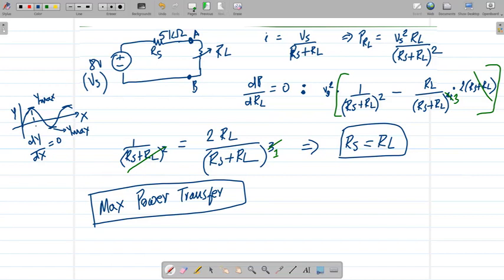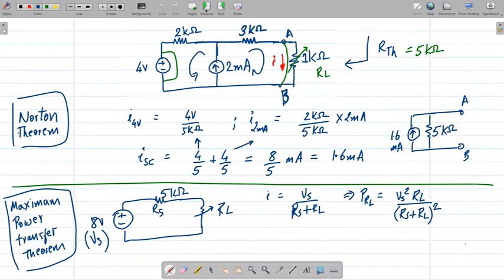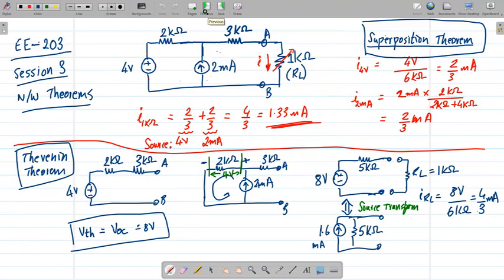If we were to look at the circuit in the previous page, let's go back, the original circuit here, then there is one other thing that could have been done.